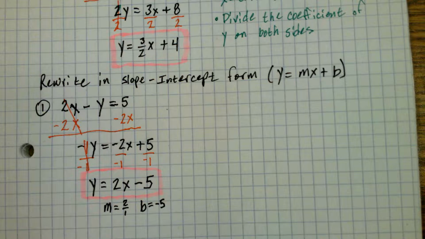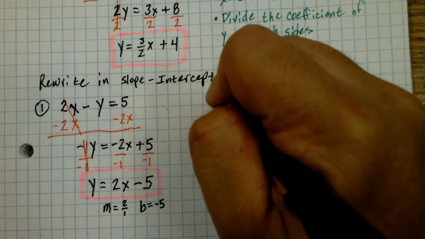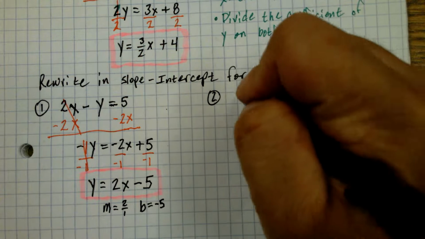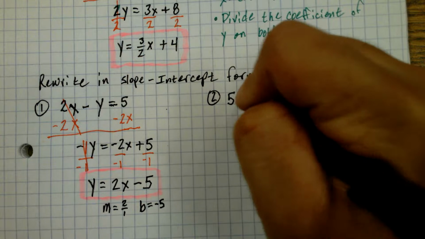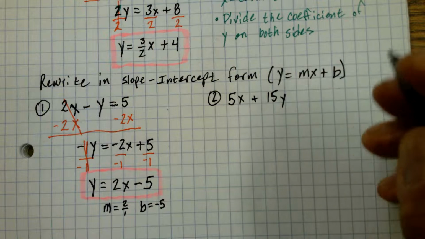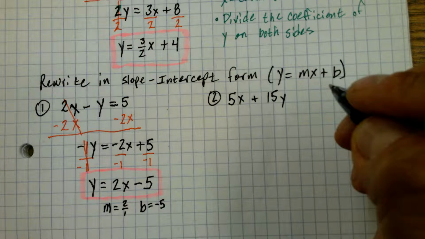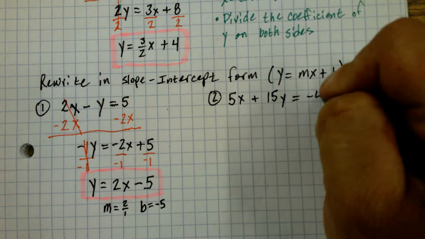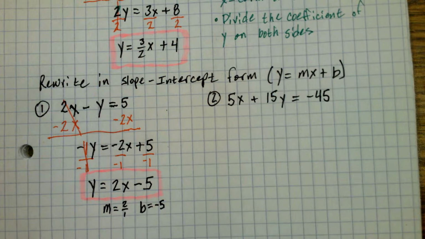All right. Number 2. 5x plus 15y equals negative 45. Okay, let's try this one.